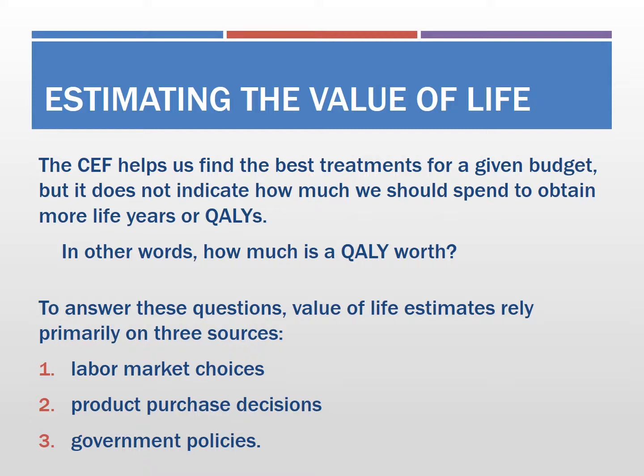The cost-effective frontier helps us find the best treatments for the given budget, but it does not indicate how much we should spend to obtain more life years or more quality of life. So to answer the question, how much is one quality year worth, we have to use different methods. One of them is to look at labor market choices. Another way is to look at the product purchase decisions of the population. And the third is to look at government policy.